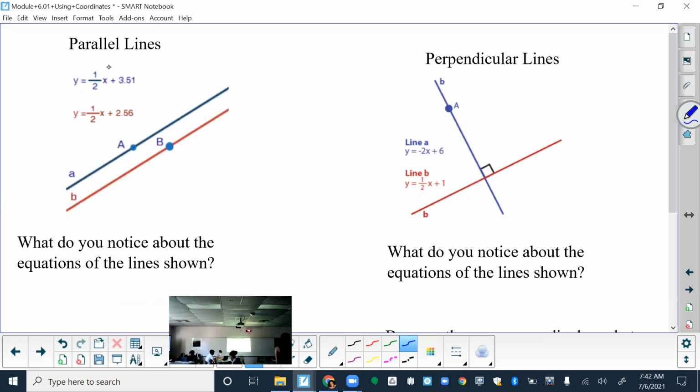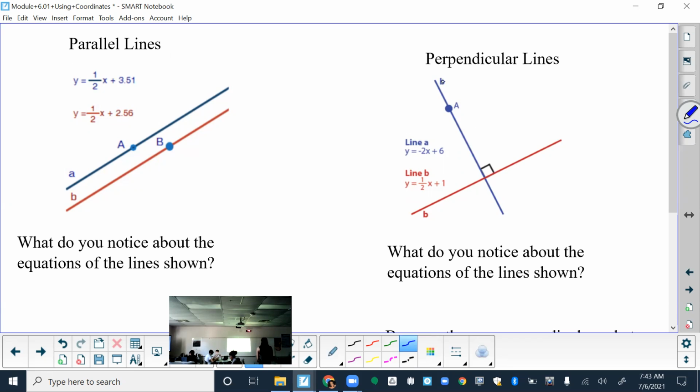All right, so to review parallel lines and perpendicular lines, we're looking at them right now. A and B are parallel to each other, meaning that they'll never intersect. Here's the formulas for each line. What are you noticing about those formulas? They both have a fraction in them. Are those fractions the same? Yes. They are the same.